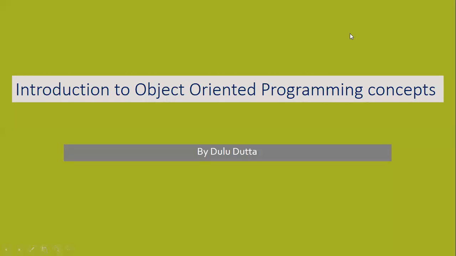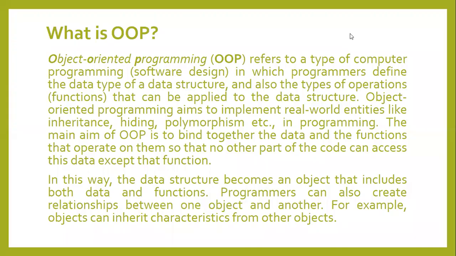Hi, today we are going to discuss object-oriented programming concepts. Now, what is object-oriented programming, or OOP? It refers to a type of computer programming in which programmers define the data type of a data structure and also the types of operations that can be applied to the data structure.